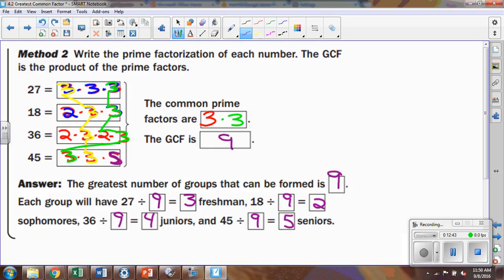Yes, it's a big group. So when we start, we were not asked to figure this out, but we could then say 3 freshmen, 2 sophomores, 3 plus 2 is 5, plus 4 juniors is 9, plus 5 seniors is 14. There will be a total of 14 people per group. We were not asked to get that information, but if we wanted to extend it further, we could.